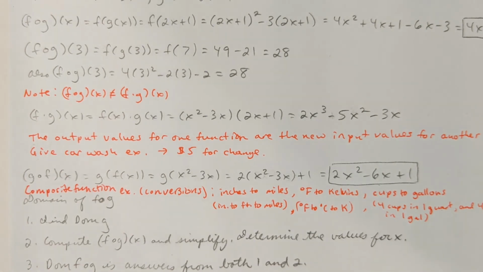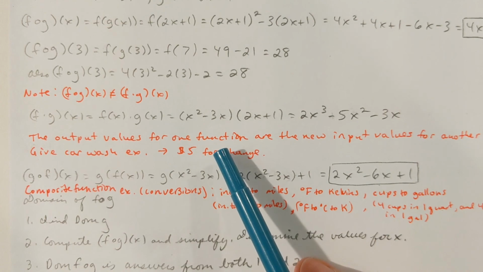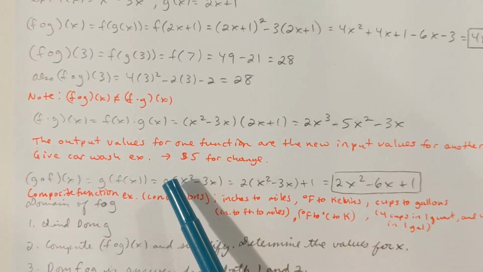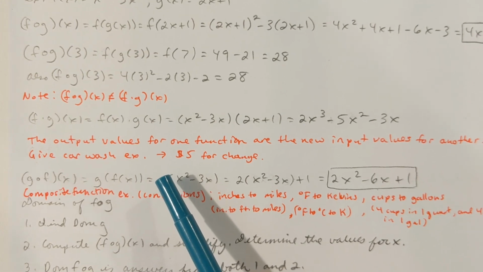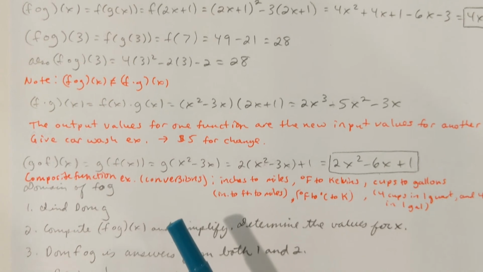Are you going to try to fold up the $5 bill and shove it in the car wash machine? No, not unless you want to lose your money, right? You have to first go get a bunch of quarters. So the output values from the change machine would be the new input values into the car wash machine. Okay, that would be an example of what we mean by function composition.